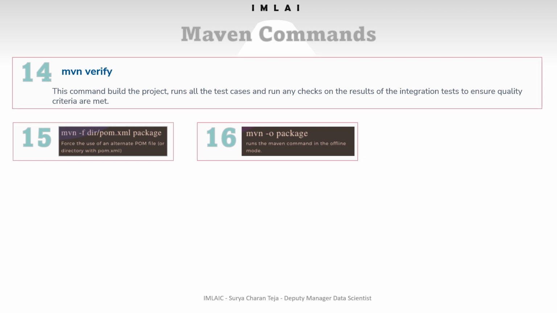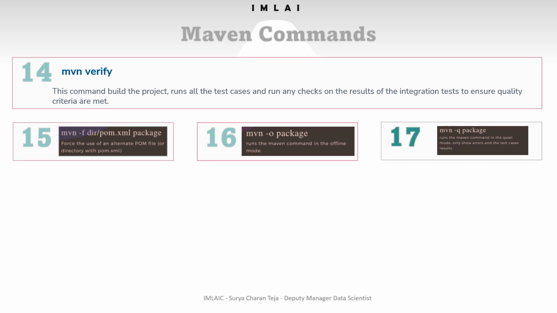For that, you have to use option wo. Then we have mvn -q package. This runs the Maven build in quiet mode. Only the test case results and errors are displayed. That's all. The rest of the logs won't be displayed on the console.